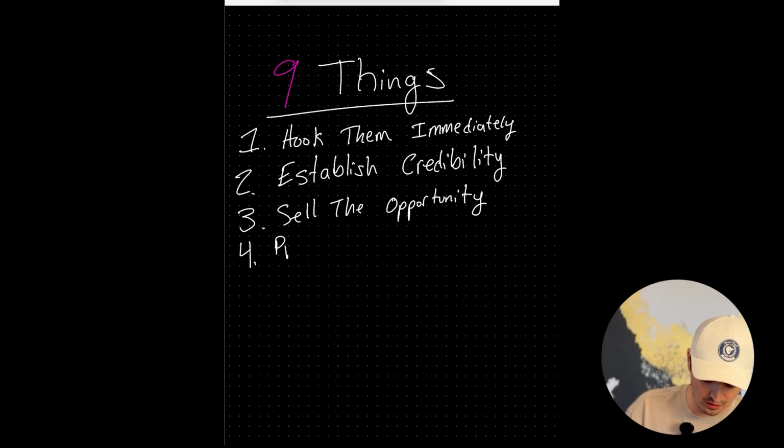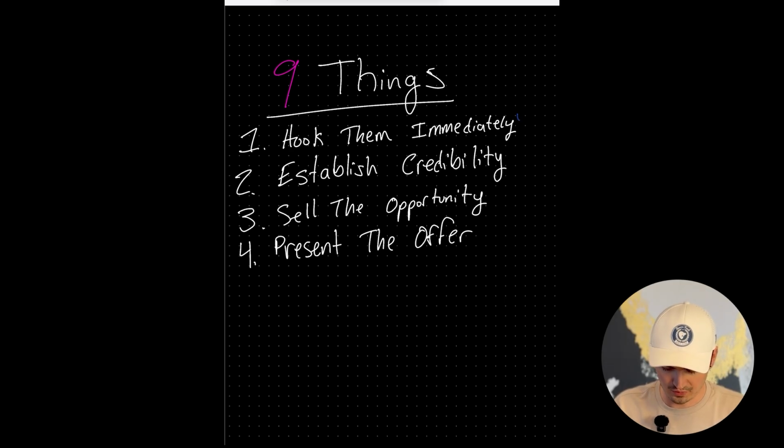Now, next up is number 4. We're just going to present the offer. Okay, so at this point, we've told them what we can do for them. We've told them why they should believe us. We've shown them the opportunity. Now we just need to tell them exactly what we offer to them and sell, right? Basically, we're just going to tell them exactly what they're buying into. The biggest mistake that I see people doing in their VSLs is overcomplicating this to the point that you have no idea what you actually are selling.